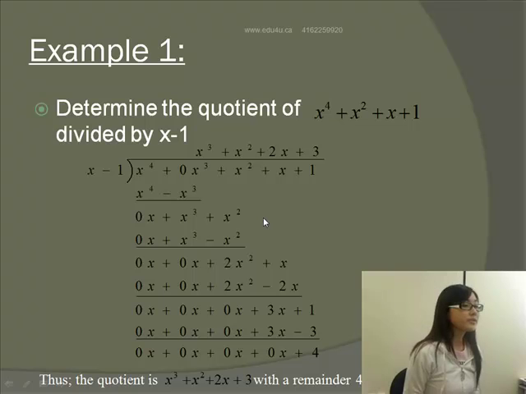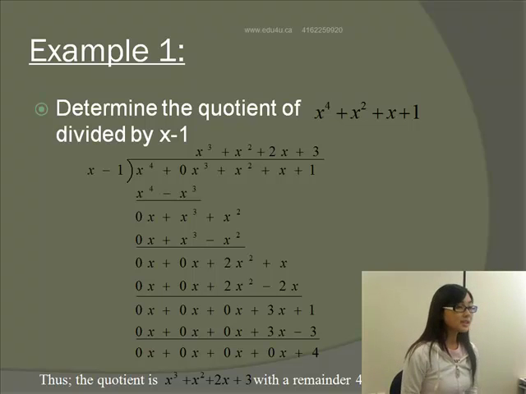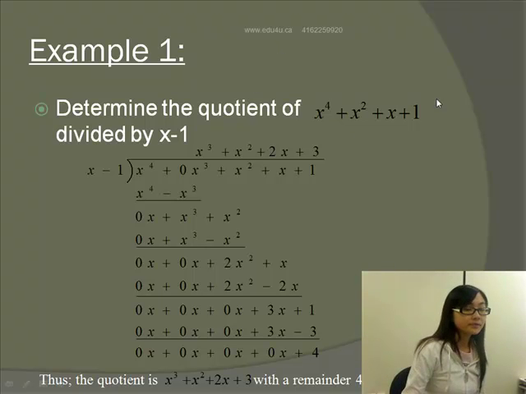Using the same simple method, we can solve the quotient of a very complicated polynomial function. So let's take a look at example 1 from your learning resources. It asks us to determine the quotient of x to the power 4 plus x squared plus x plus 1 divided by x minus 1. We do the same thing as we would do with a real number, and we write the first expression underneath the division sign, and the second expression outside the division sign.